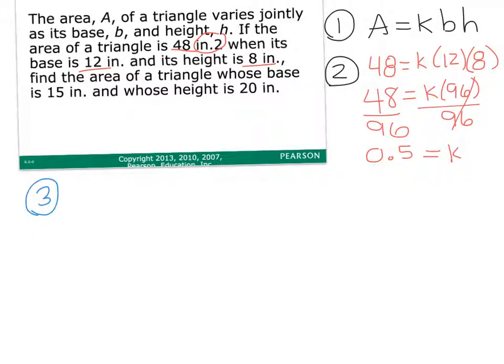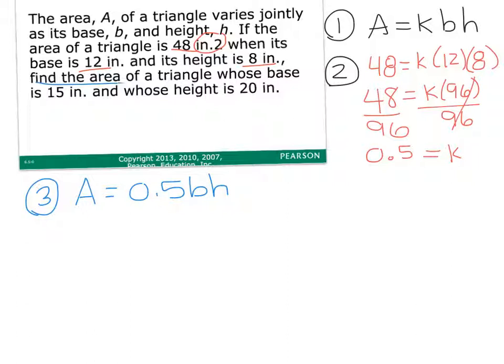Okay, so if we rewrite our equation, the area of a triangle equals 1/2 the base times the height. That should look familiar because if you've had a geometry course, you should have seen that somewhere before. Okay, now let's answer their question.